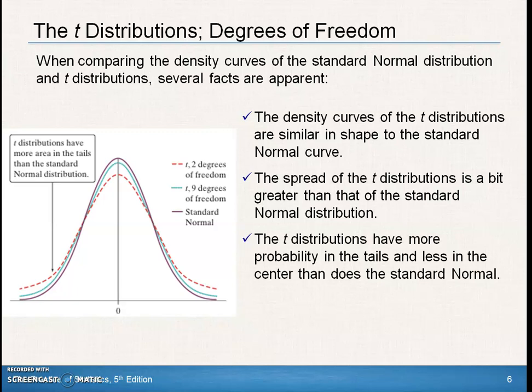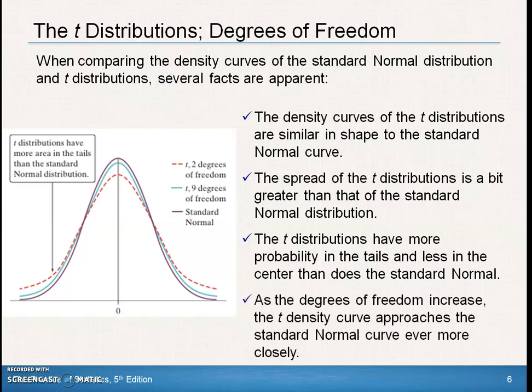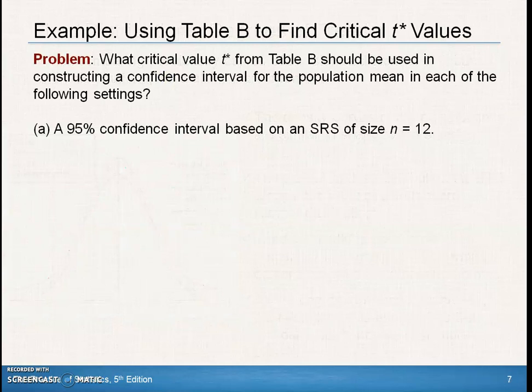So there's more probability in the tails, and therefore the numbers are a little bigger than the z-scores, the z-stars that we've used. But as the degrees of freedom increase, it approaches that standard normal. So here's one way. What critical value t star from table B should be used in constructing a confidence interval for the population mean in each of the following settings?